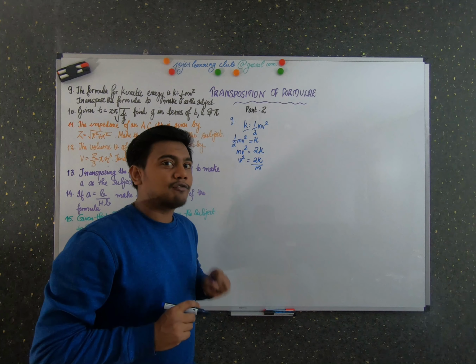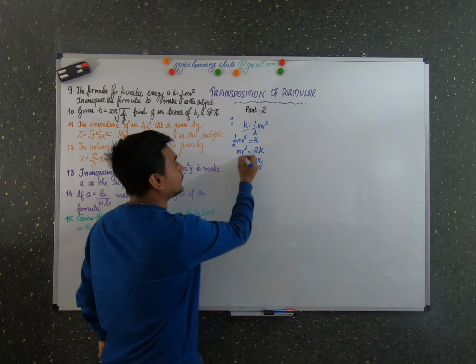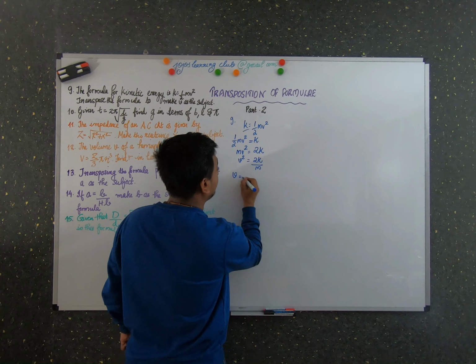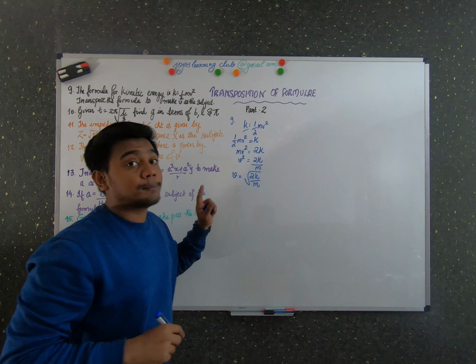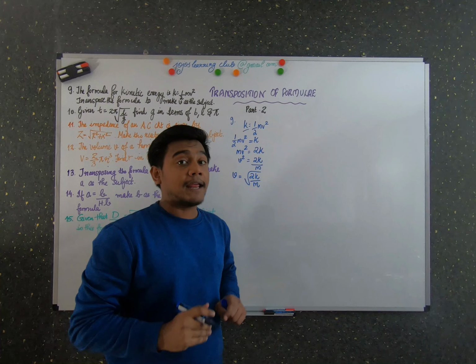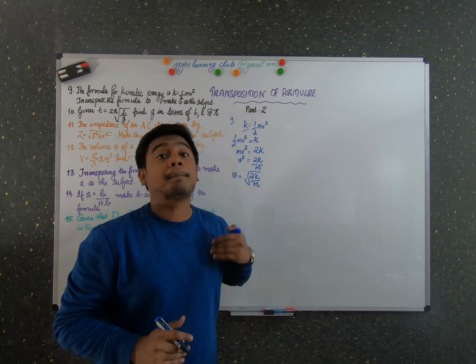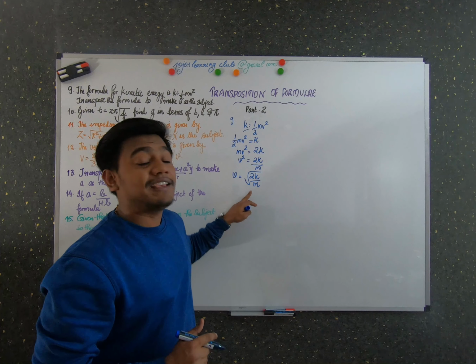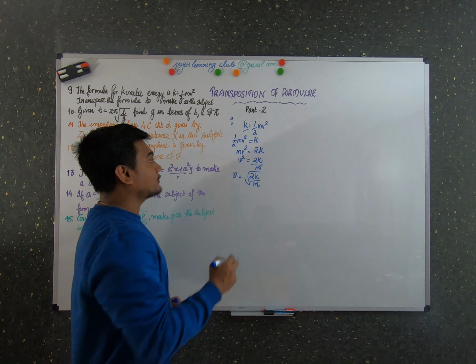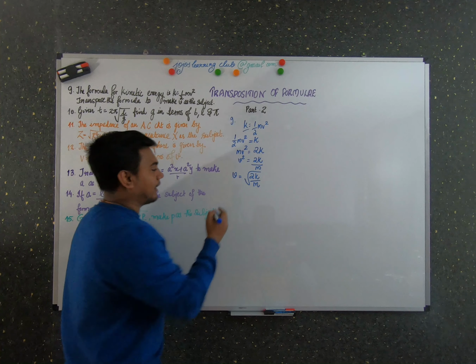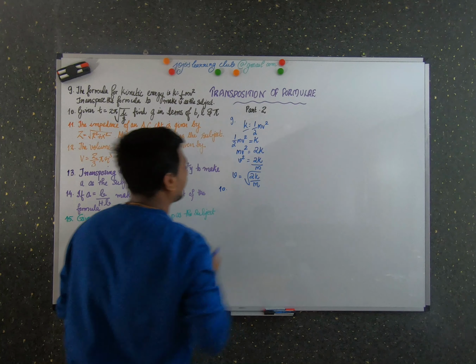But I need it in terms of v, so I have to take the square root of it. So what happens? v is equal to root of 2k by m. Actually it is plus or minus, but for the time being I consider that there are only positive roots. That's why I have written v is equal to root of 2k by m. Okay, so that's it for the first problem. Now let's directly do the 10th problem.